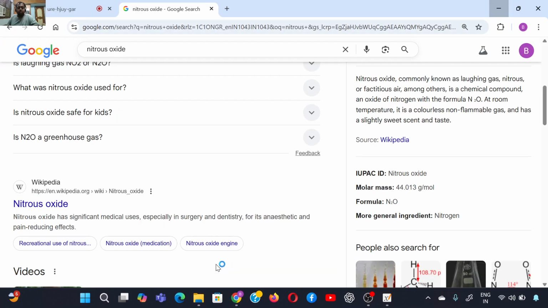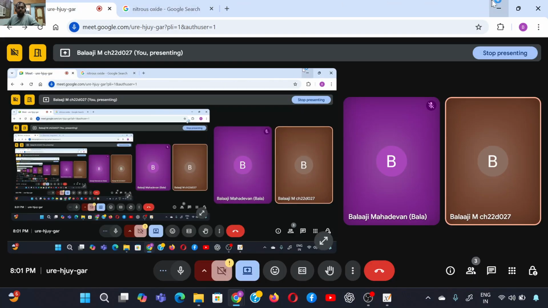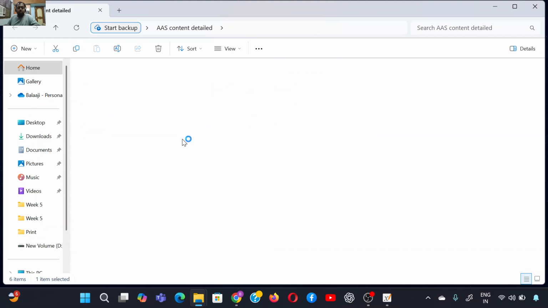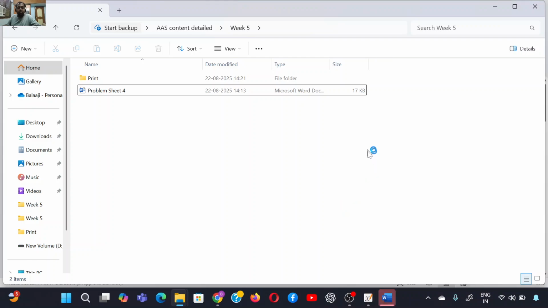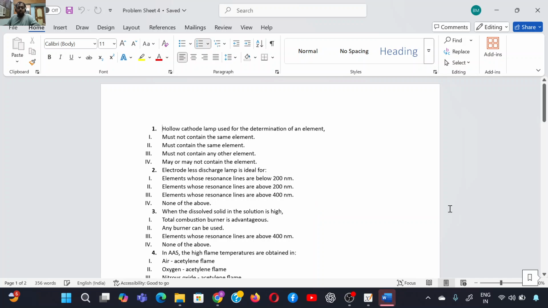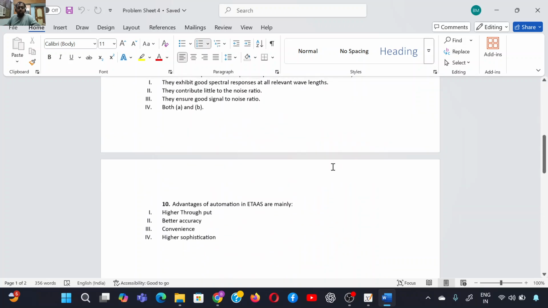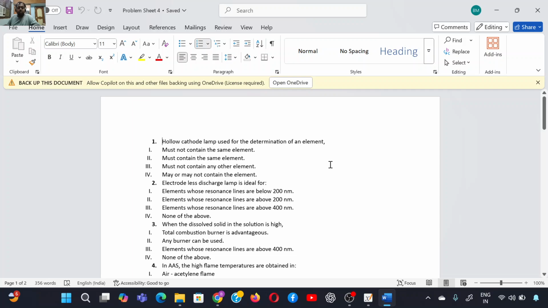I don't think anybody's attended today's class. Okay, so anyway, I'll just upload the problem sheet. Refer to the problem sheet and maybe try answering the questions. Okay, this is the problem sheet 4 for week 5. So there are 10 problems over here. So just open it in your system and try answering the questions. Maybe take 5-10 minutes to see, and then I'll come and we'll see what the answers are.